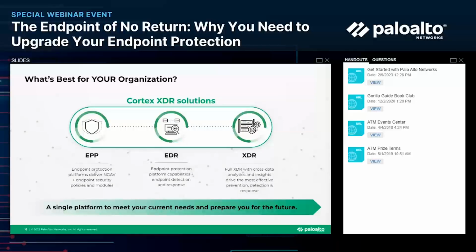So, hopefully I provided a good overview of the different solutions that are out there, what you really need to look for when you are shopping for endpoint security solutions, and then hopefully you have a better idea of what the gaps are within your organization and what you should be looking for.